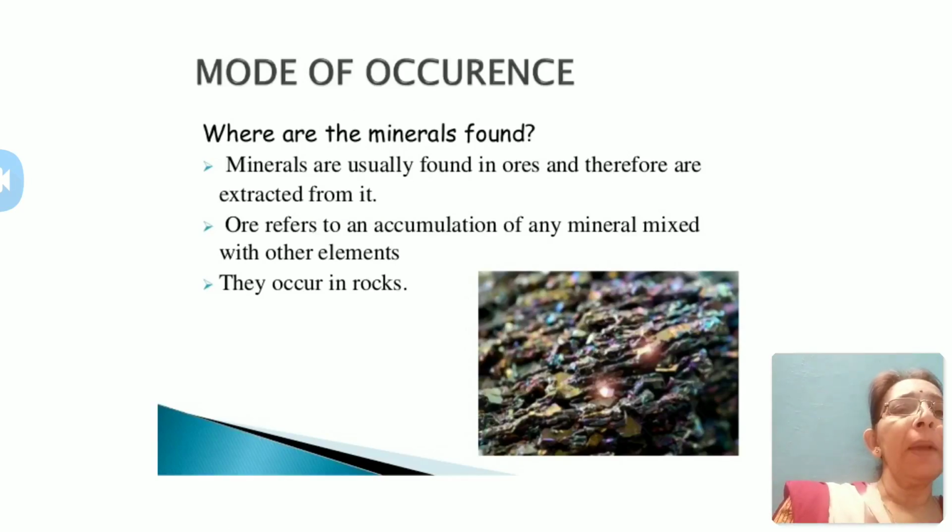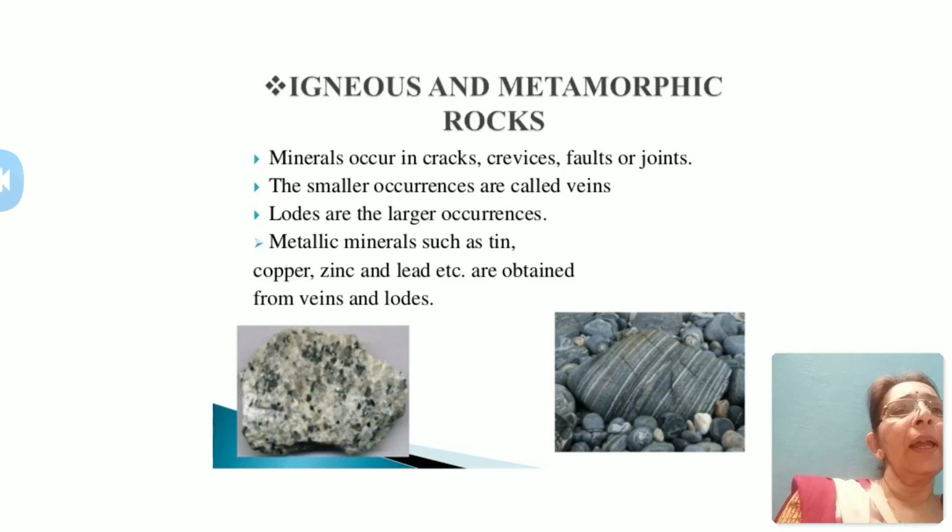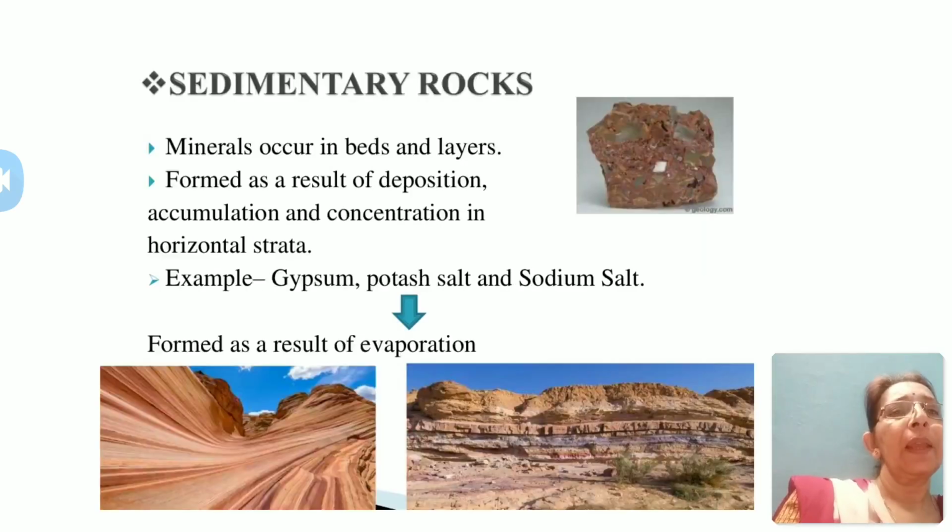Now, where do we get the minerals? Majorly, minerals are found usually in ores. They are extracted from it and they are found in the rocks, igneous and metamorphic rocks. Minerals occur in cracks, crevices, faults, or joints. The smaller occurrences are called veins. Metallic minerals such as tin, copper, zinc, lead are obtained from veins and lodes.